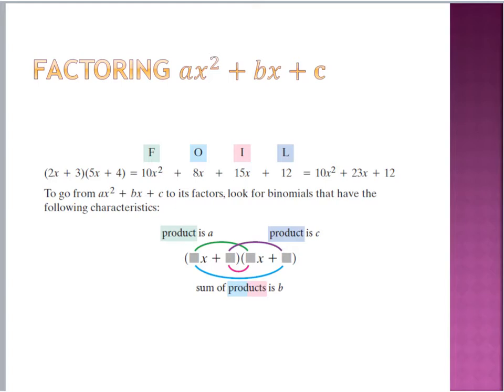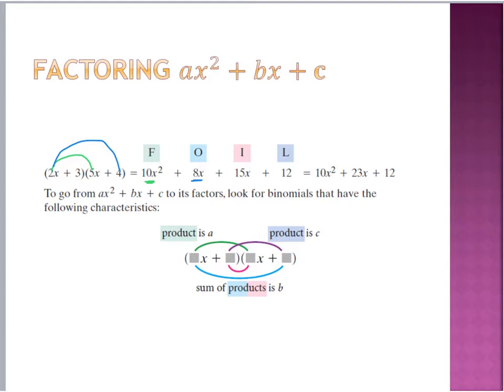So when we FOIL something out or distribute these binomials, if you recall, to get the 10x squared that we have here, we took our first term and we multiplied it by the first term of the other binomial. So that's where we get 10x squared. Then to get our next term, or the 8x, we took the outside terms, which would be the 2x times the 4. So that produces the 8x.